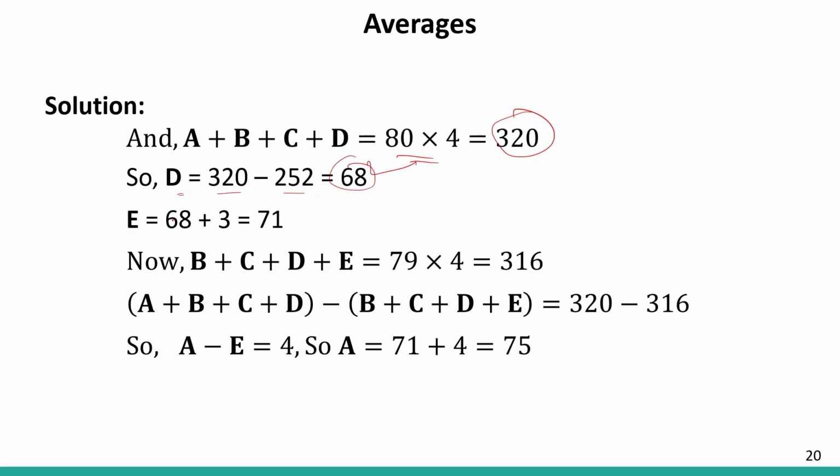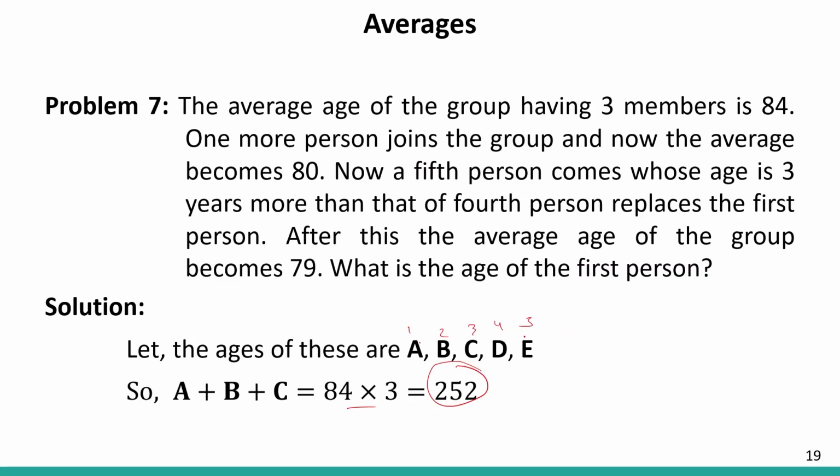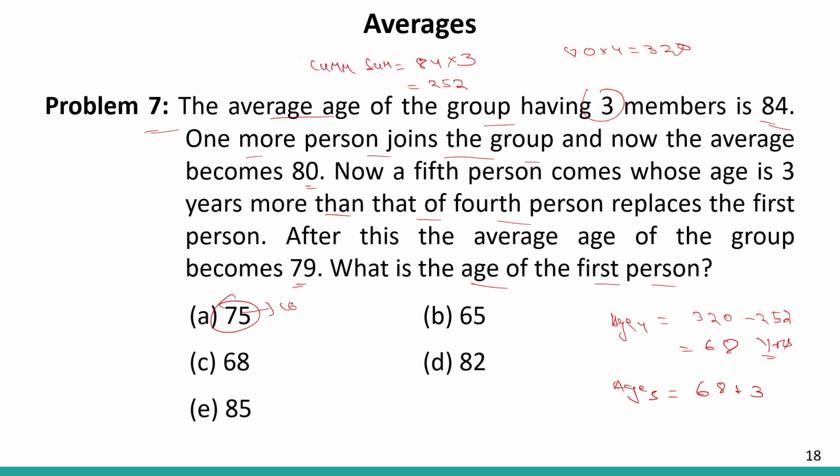We have also evaluated this. So E is equal to 68 plus 3, which is 71. So B plus C plus D plus E is equal to 79 into 4, which is 316. And A plus B plus C plus D minus B plus C plus D plus E is equal to 320 minus 316, that is equal to 4. So A minus E is equal to 4. This implies that A is equal to 71 plus 4, which is 75. So A must be 75 years old. So this is the only correct answer. Option B, option D, option C and option E are all wrong answers.